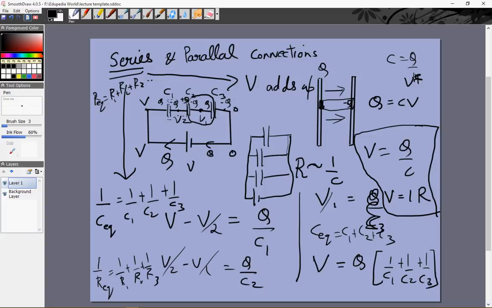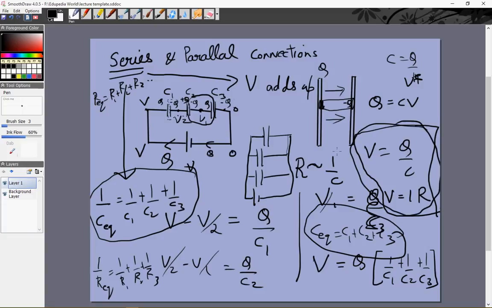So resistances and capacitors have the inverse relations in series and parallel. In series, resistors behave like R equivalent is equal to R1 plus R2 plus R3, but capacitors behave like that in parallel. In series, capacitors behave like 1 by C equivalent is equal to 1 by C1 plus 1 by C2 plus 1 by C3. In parallel, this is the way resistors behave. Right? So it's an inverse, and it's an inverse simply because if you look at these equations, R is just behaving like 1 by C.